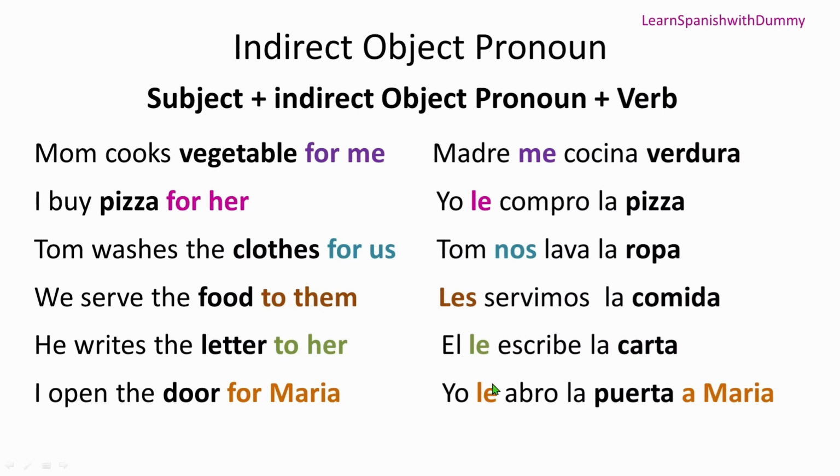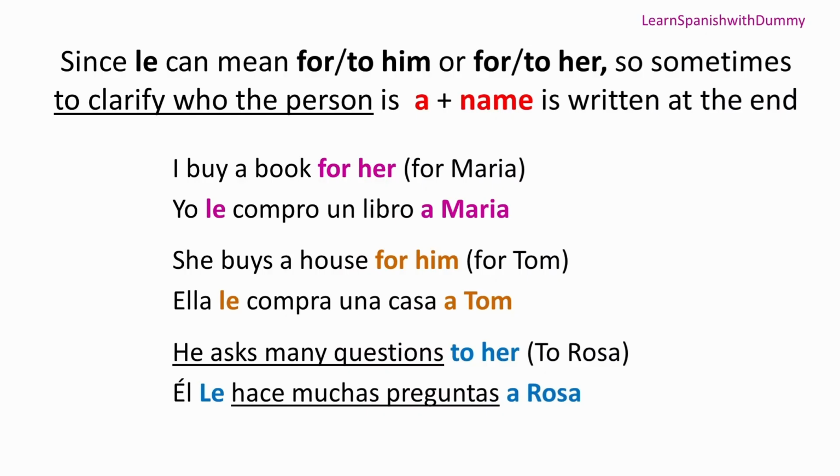Now I have colored them, le and "a Maria," because "a Maria" and le are exactly the same thing. Whenever this kind of situation comes where there is a name, you're going to put the indirect object pronoun, and at the end you need to put the name, like Maria or Tom. Perfect. All right, now it says that since le can mean "for him," "to him," or "for her," sometimes to clarify who the person is, "a" plus the name is written at the end. It's the same thing that we just saw in the last slide.